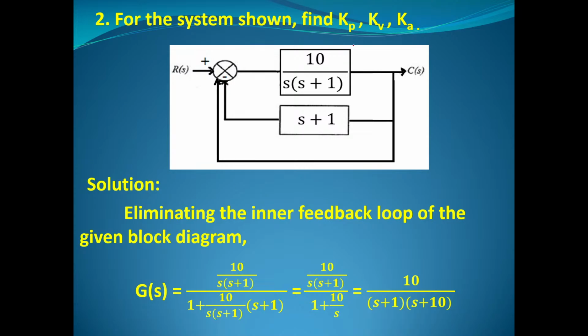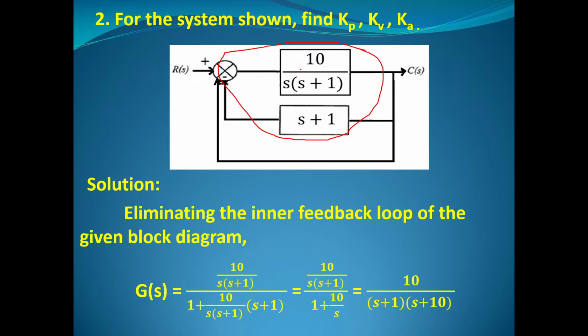So first of all, let us solve this and determine the overall gain of this system. For that, let us initially eliminate this inner feedback loop. I'm even unable to draw a circle with my cursor. Let us eliminate this inner feedback loop. This is our inner feedback loop, so let us eliminate it.